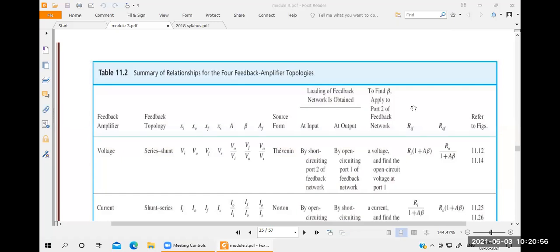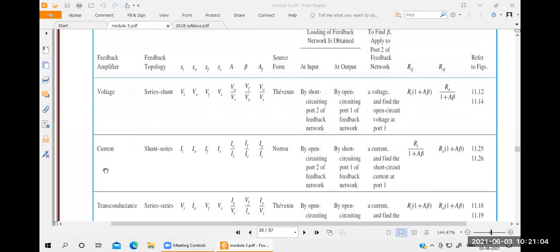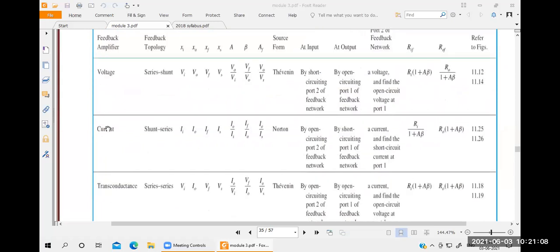A comparison here. So here you take the feedback amplifier. What are the different feedback amplifiers here? Voltage amplifier, current amplifier, transconductance amplifier, and transresistance amplifier. These are the different feedback amplifiers. Remember this one. In the exam, they will ask for the comparison also. But give the parameter analysis with respect to voltage, current, transconductance, and transresistance.